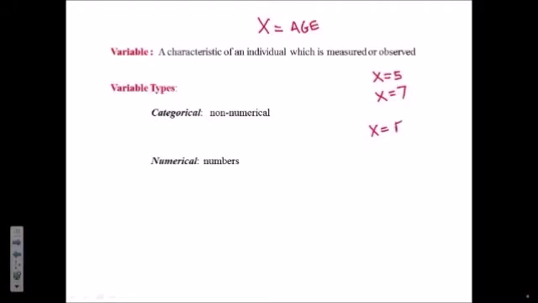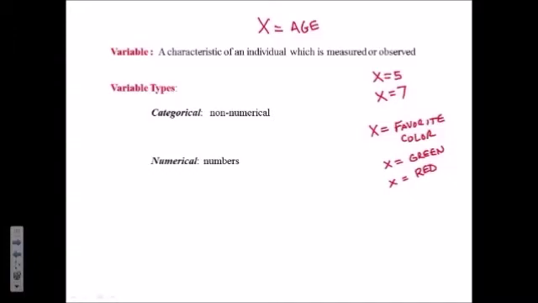their favorite color. And for the first person, x could be green. The next person, x, which is also called a score, the score for the next person would be red, and so on. These are variables.